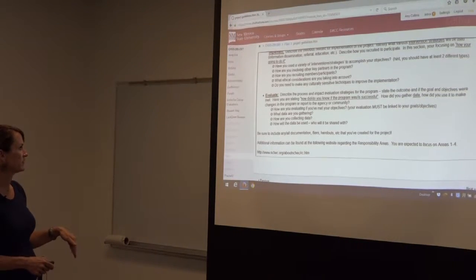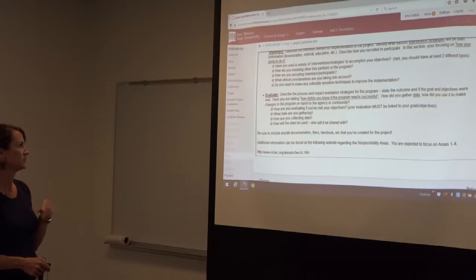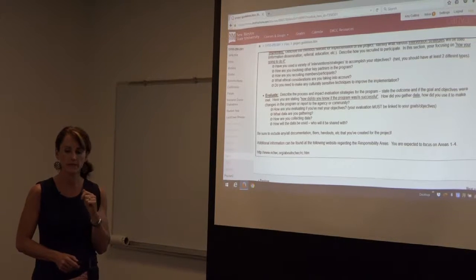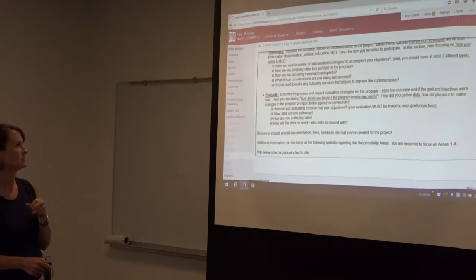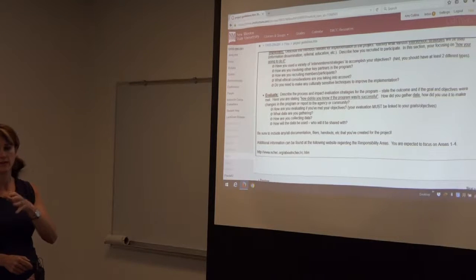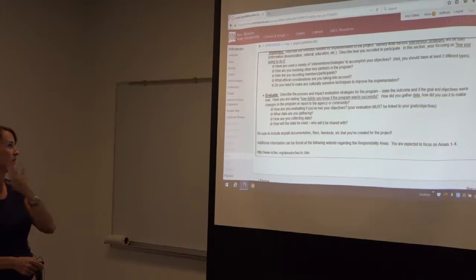So let's talk about evaluation. So here what I have is that you're going to describe the process and impact evaluation strategies. So if you remember in 275, we talked about activities related to evaluation. There's 2 different kinds of evaluation. There's actually 3, and I'm only asking for 2, but process and impact. So let's think about stating the outcome and if the goal and objectives were met. So here you're stating how do you know if the program is or was successful?